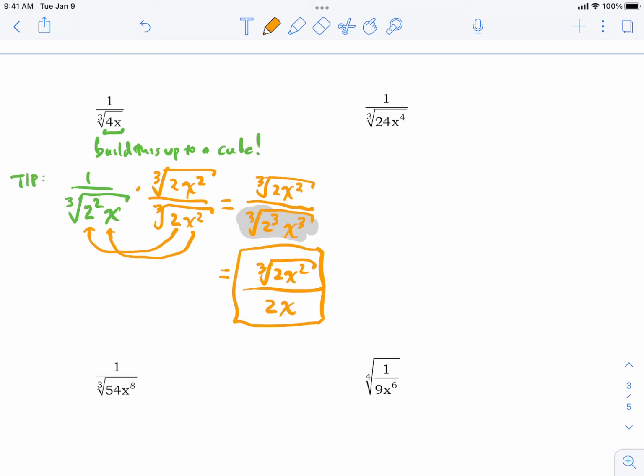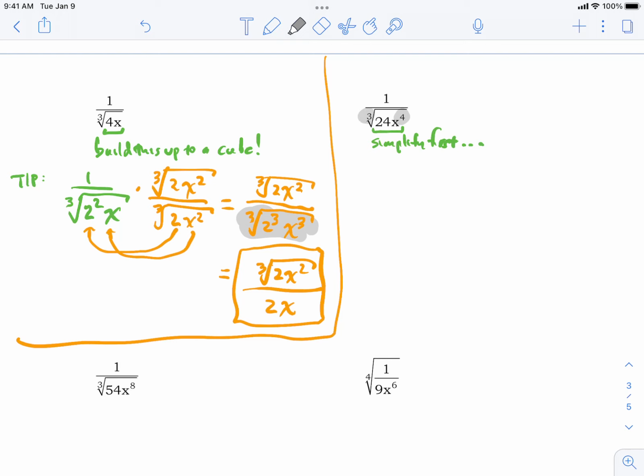Cool beanie weenies. Let's look at this one over here now. I need to build this up to a cube. Actually, what I might want to do is simplify first. Because x to the 4th, see, this exponent is bigger than this exponent, and that's a clue that, wait, this should be simplified. And then the 24. Remember our list of perfect cubes, 8, 27, and so on. 24's got an 8 in it. So let me simplify first.